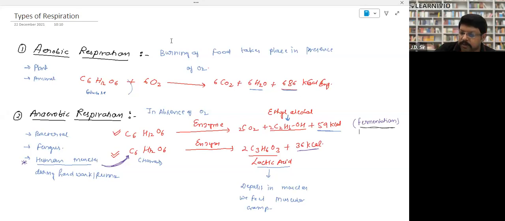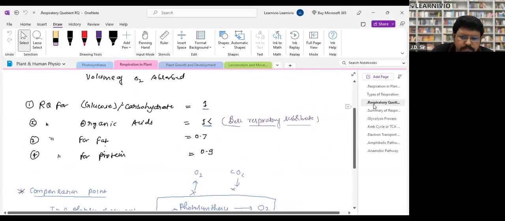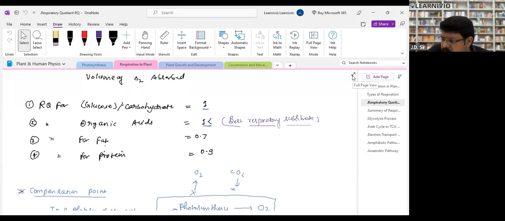Okay, great. So now come to the point of how respiration takes place. There is nothing to dictate over here. RQ is the last part of your respiratory question. I'll tell you last.